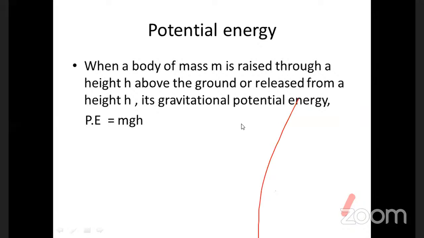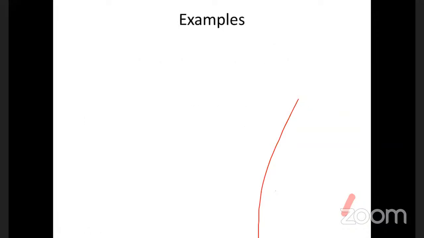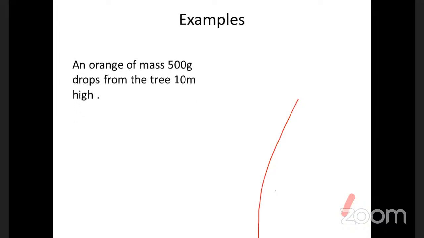So when you know the mass and the acceleration due to gravity, g, whose value is always constant, you can substitute after you have measured the height from which this body has been released or thrown up. From that, we can have our calculations. So you might be asked a question where they'll say, for instance, an orange of mass 500 grams drops from the tree 10 meters high, and then find the potential energy of the orange.